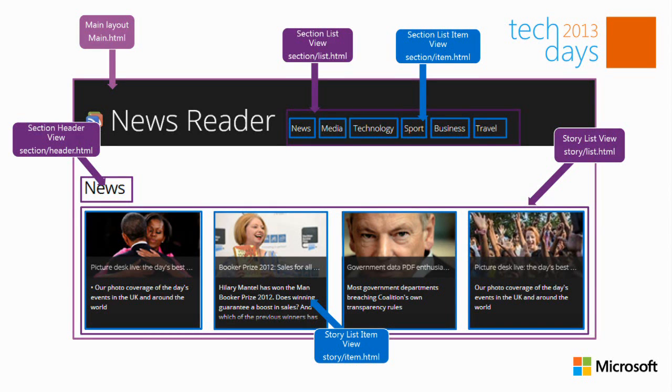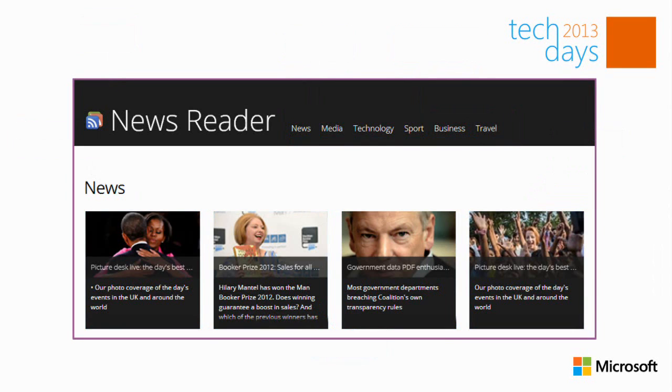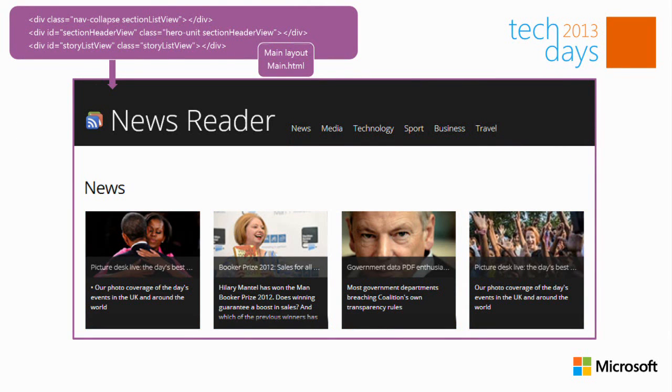Okay. Let's do it again. And this time, let's do it with a bit of HTML. So in the main layout, in our main HTML, we have 3 views that we're going to render. We're going to render the section list view, the section header, and the story list view. So that's our section list view that we're saying we want. That is effectively a UL. That's all that is.